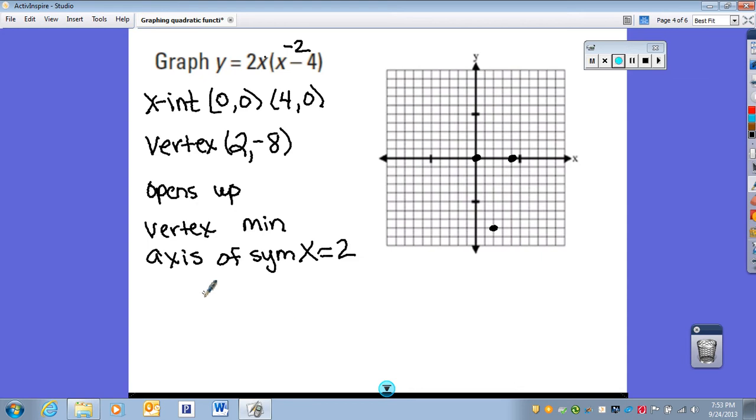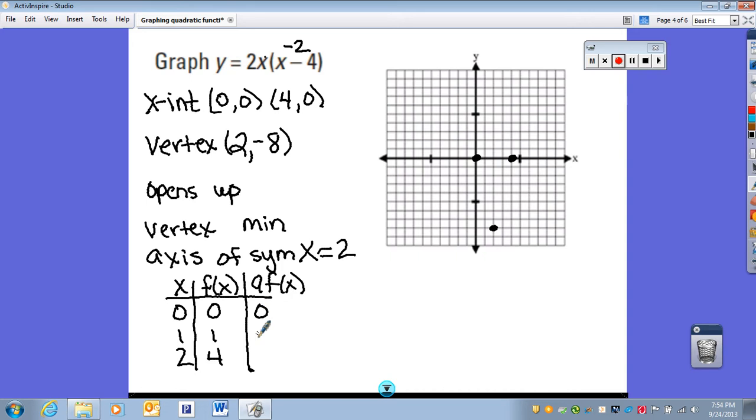Again, we could make a table to pick random points to plug in for the x values, or we can use our parent function to find other values for our parabola. So, recalling the x values of our parent function, we have 0, 1, and 4. And now we're going to take a, our leading coefficient, times our f of x, which would be 2 times 0, 2 times 1, and 2 times 4.